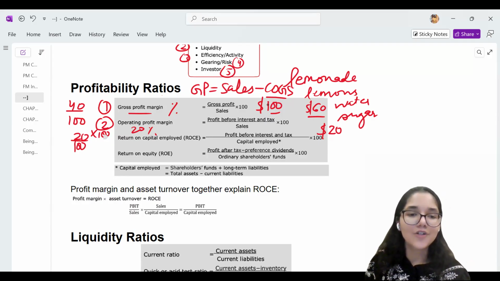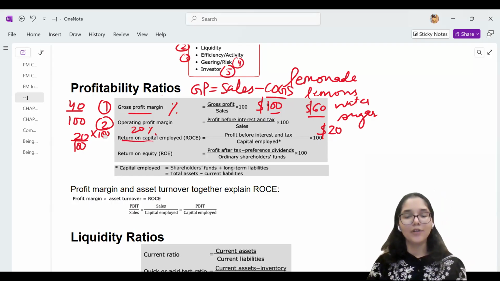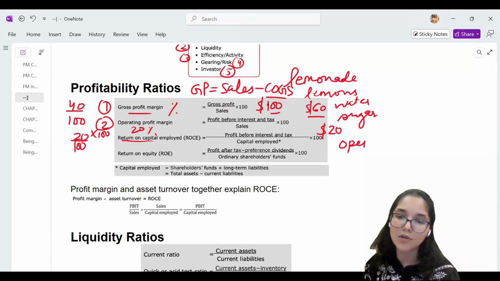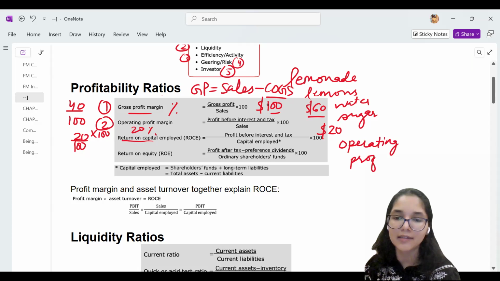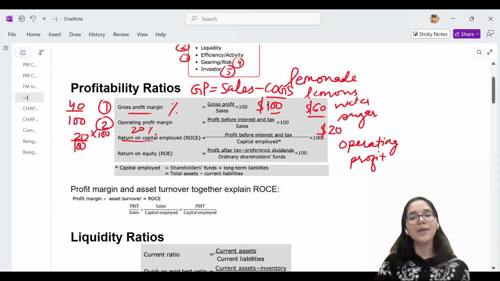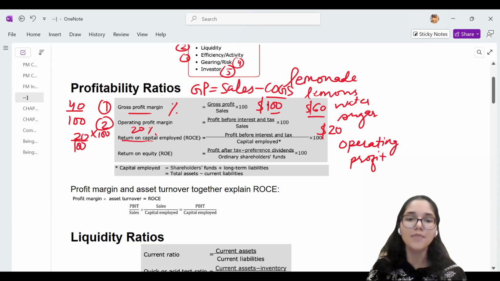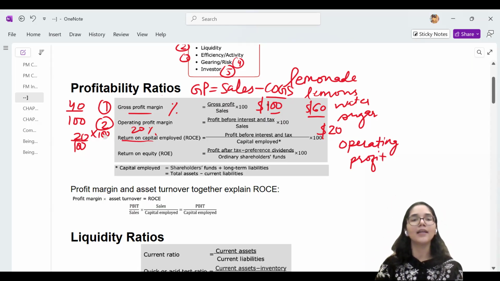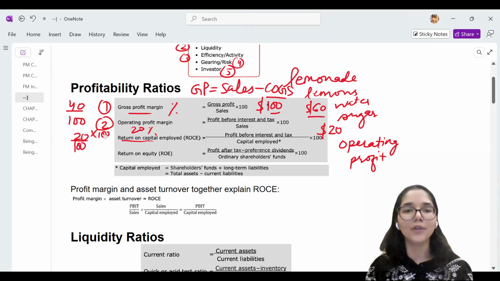Then the third ratio that you see is the return on capital employed. The formula for this is PBIT. PBIT is also called operating profit, so do not get confused. They are both representing the same thing. Operating profit and PBIT are interchangeable terms. So once you divide the PBIT by the capital employed, that gives you the return on capital employed.